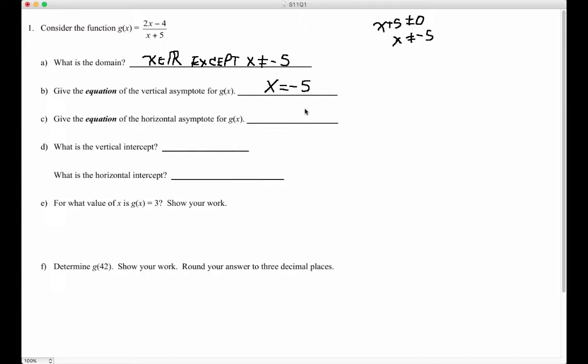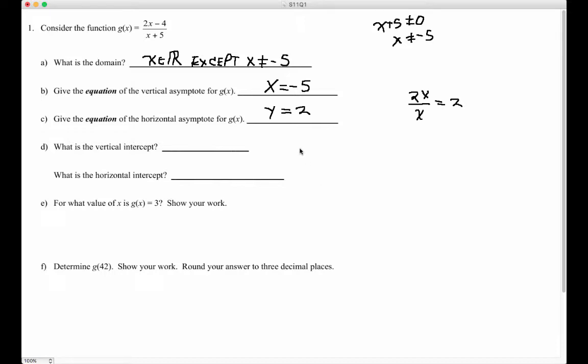Give the equation of the horizontal asymptote of g of x. Well, the book gave us a very nice trick for that. It says grab the two highest powers between the numerator and denominator. In other words, grab the highest powered term in the numerator, which is 2x. Grab the highest powered term in the denominator, which is x. Form that ratio. And if that comes out to be equal to a number, which it does, that gives you the equation of the horizontal asymptote. So the horizontal asymptote is a horizontal line given by y is equal to 2.